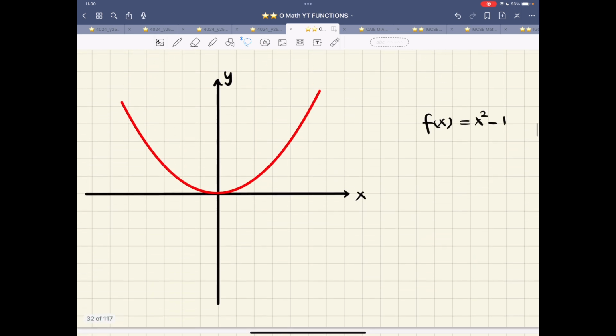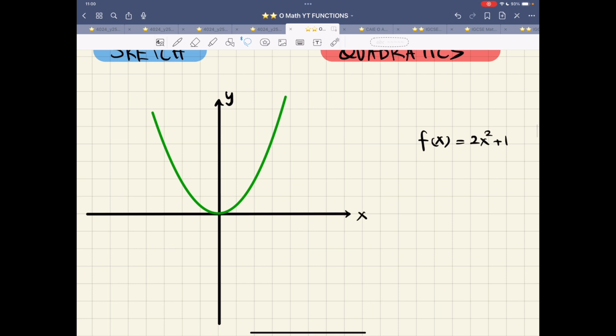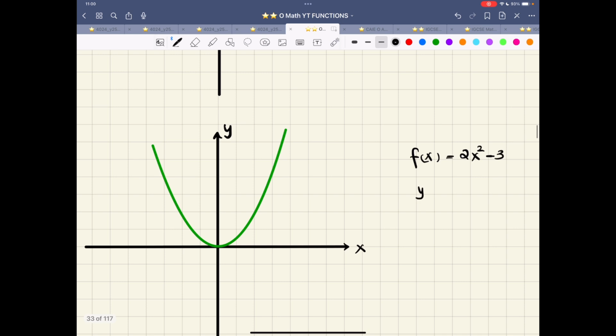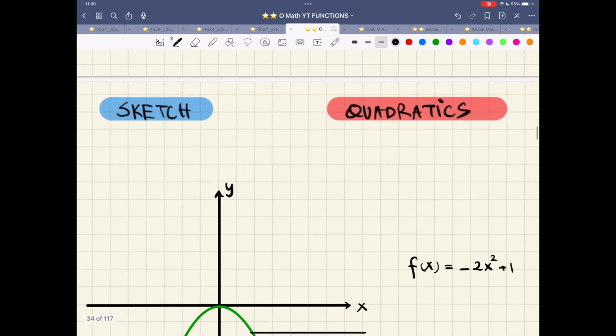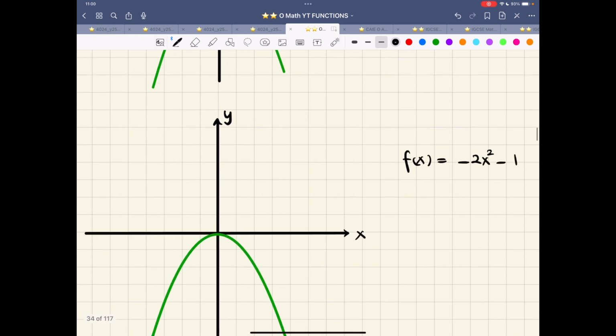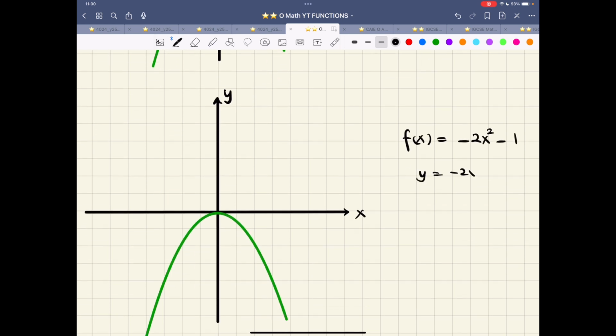So first of all, over here, when we talk about y equals 2x squared, the turning point is 0, 0. Over here, y is equal to negative 2x squared. The turning point is still 0, 0.